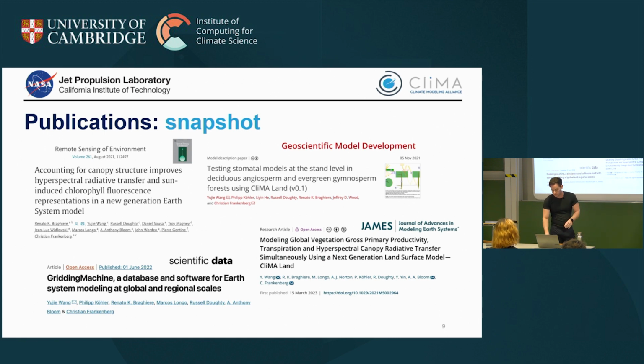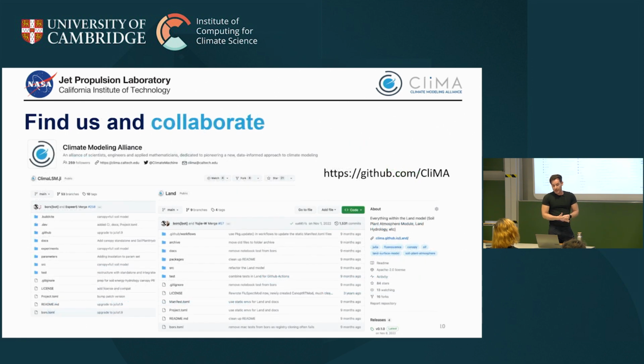And finally, please find us and collaborate. CliMA is open source, it's on GitHub. You can go to github.com/CliMA. CliMA-Land is sitting in these 2 repositories, mostly CliMA-LASM and Land. You can go there, have a look at what we do, collaborate, open an issue, and we're happy to take people on board with us.